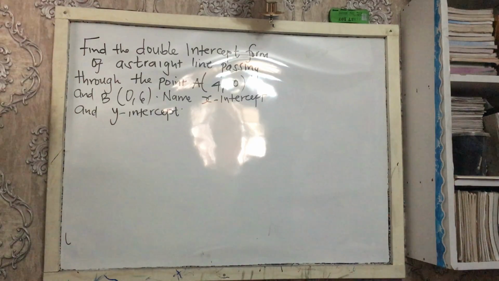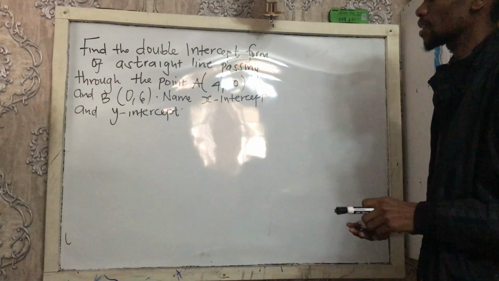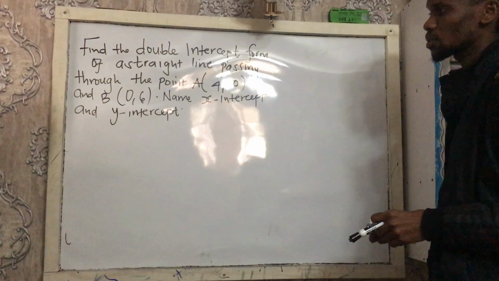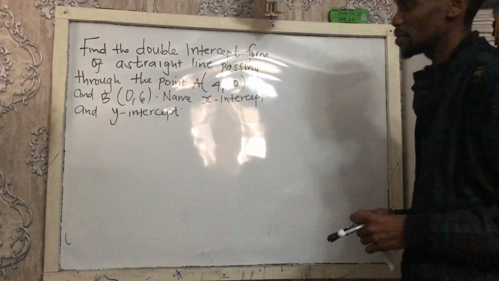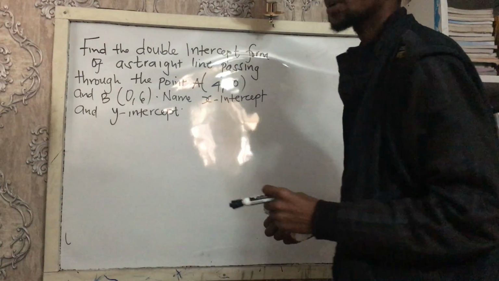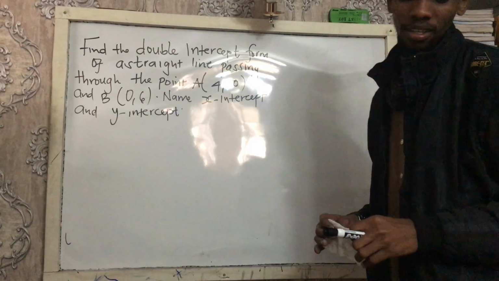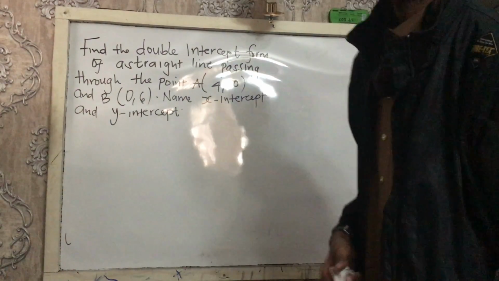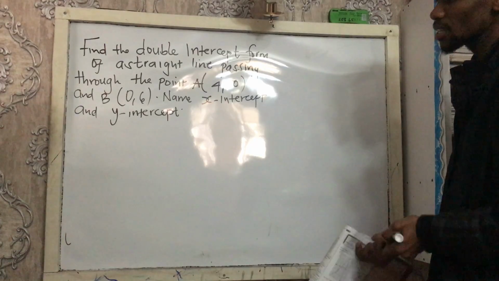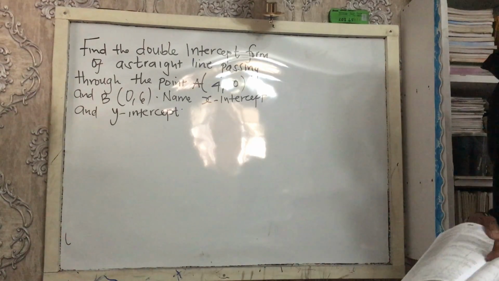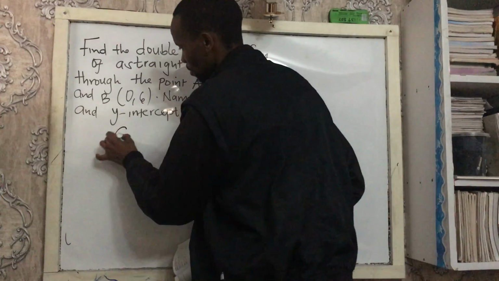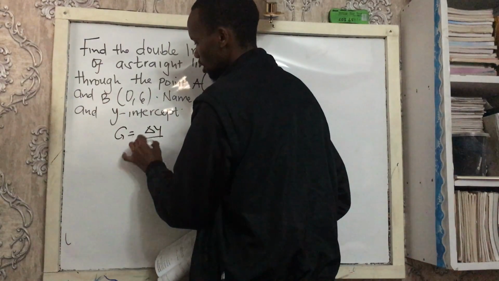Find the double intercept form of a straight line passing through the points A (4, 0) and B (0, 6). Name the x-intercept and y-intercept. Najib, we can do this one, right? Let's do it together. Number one is the normal way. Get the gradient of the line. Gradient is equal to change in y over change in x.